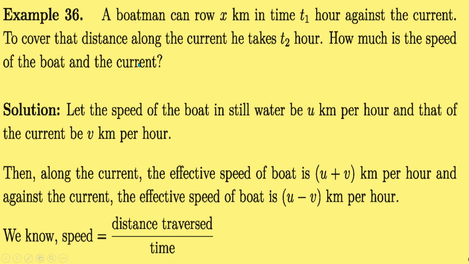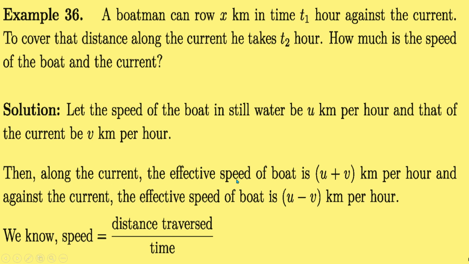Example 36. A boatman can row x kilometer in time t1 hour against the current. To cover that distance along the current, he takes t2 hour. What is the speed of the boat and the speed of the current? So at first you have to let the speed of the boat in still water be u kilometer per hour and that of the current be v kilometer per hour. Okay.